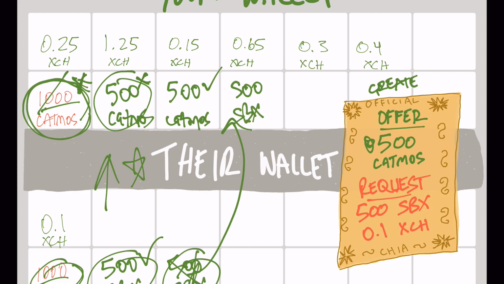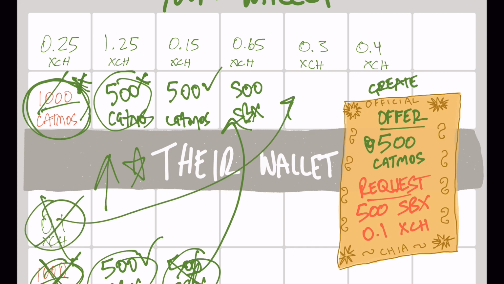So their end result is they will have a spent coin of 1,000, so that's no longer valid. They will have one 500 Space Bucks coin, and the other Space Bucks coin went to me. They also spent their XCH, so that went to me too. So now I also have another new coin of 0.1 XCH in my wallet.